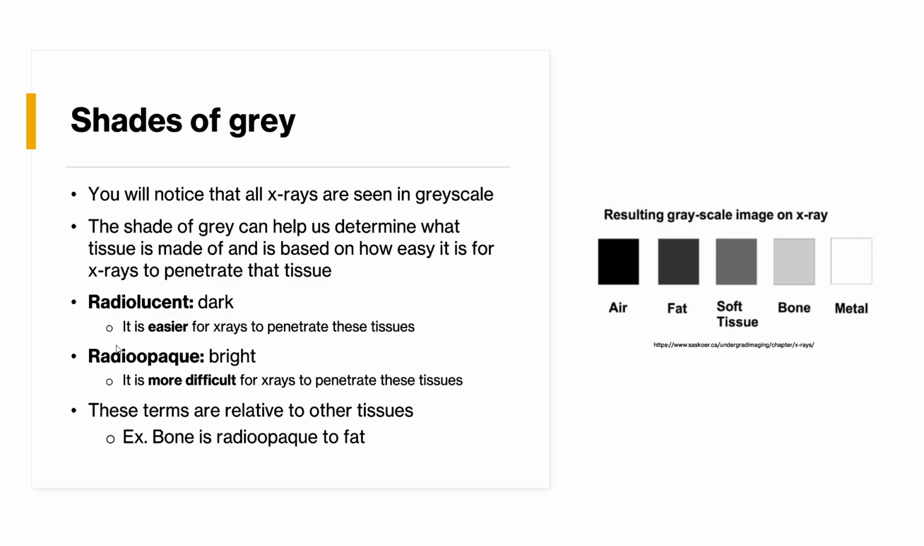What I mean by easier for X-rays to penetrate this tissue is, if we think about all these particles moving through the air, it's going to be a lot easier for X-rays to go through air than it is for them to go through metal. We'll see air show up as black because those X-rays went through so fast that no color showed up. Versus something like metal, which blocked those X-rays from penetrating all the way through, it'll show up really bright white. Everything else is a little bit in between, but when we look at X-rays, we're able to determine what tissues are what based off of those shades of gray.